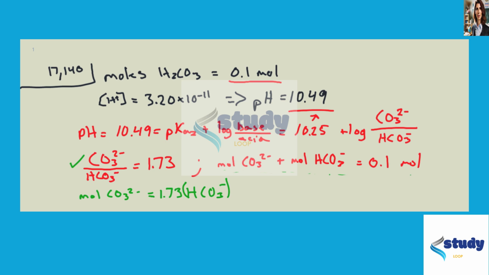And so we can plug this term into this term, and we get 1.73 HCO3 minus plus HCO3 minus is equal to 0.1 moles. And so when we solve for the moles of HCO3, we get 0.0366 moles. It's important before the end of your calculations not to drop too many figures because the rounding may make an impact on the calculation.